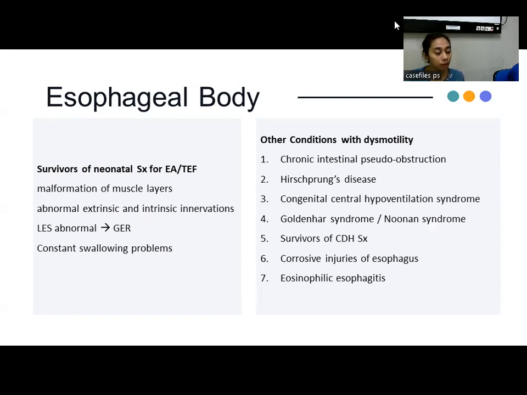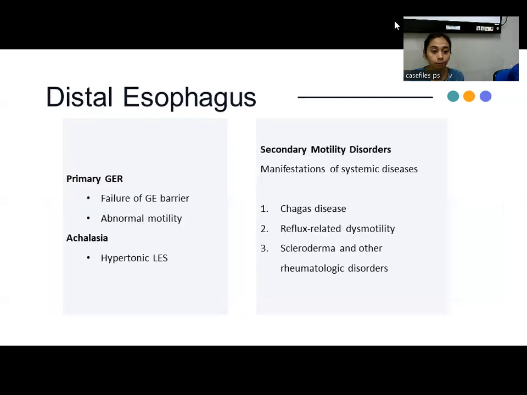The reason for which may be the malformation of muscle layers, abnormal extrinsic and intrinsic innervation, and LES abnormality leading to GER, or the associated swallowing problems. The other conditions associated with motility disorders of the esophageal body are chronic intestinal pseudo-obstruction, Hirschsprung disease, congenital central hypoventilation syndrome, Goldenhar syndrome or Noonan syndrome, survivors of CDH surgery, corrosive injuries of the esophagus, and eosinophilic esophagitis.